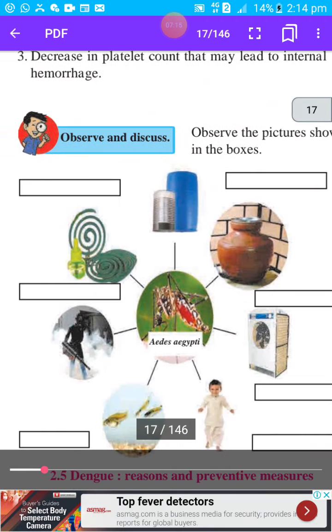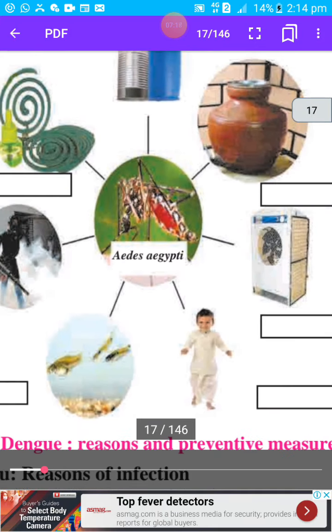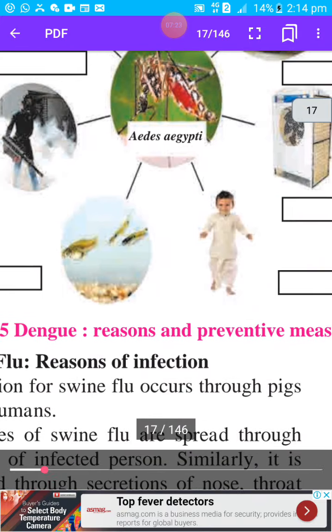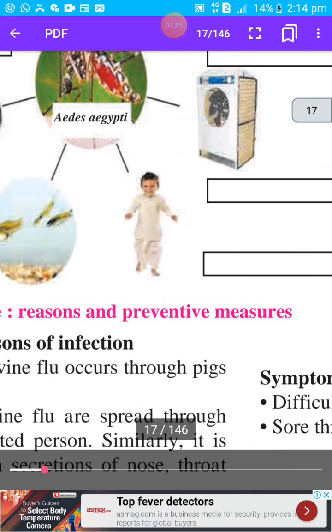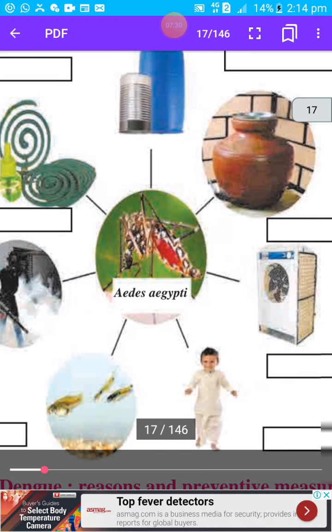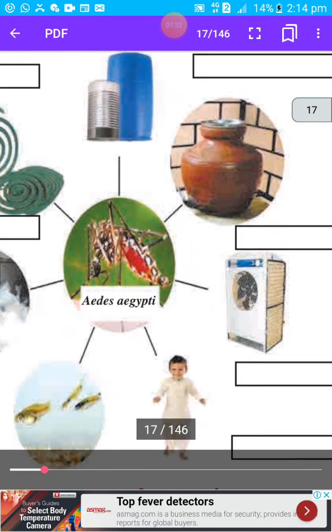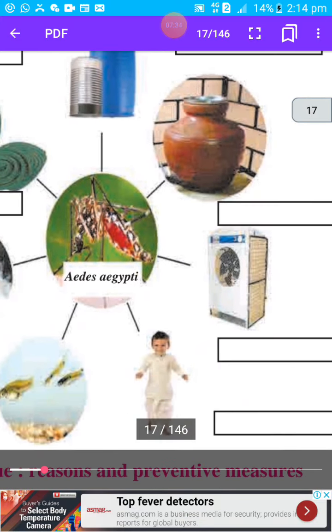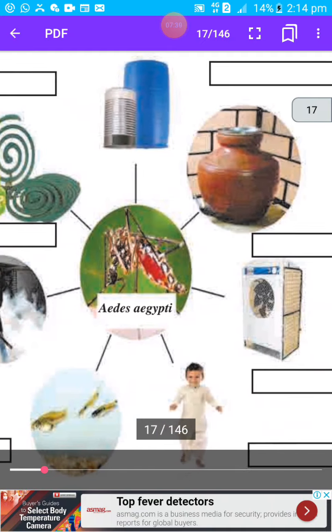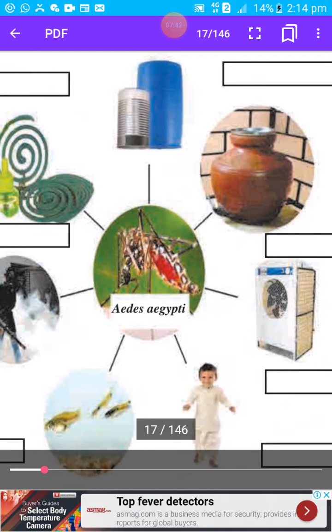Okay, then here the picture is shown, and how can we prevent these, the reasons and preventive measures. Okay, so what are the reasons? First of all, this disease is spread due to the Aedes aegypti mosquito, and if there is stored water or waterlogged places around our house, this Aedes aegypti mosquito will lay eggs, and subsequently these mosquitoes will bite us and we will get the disease.